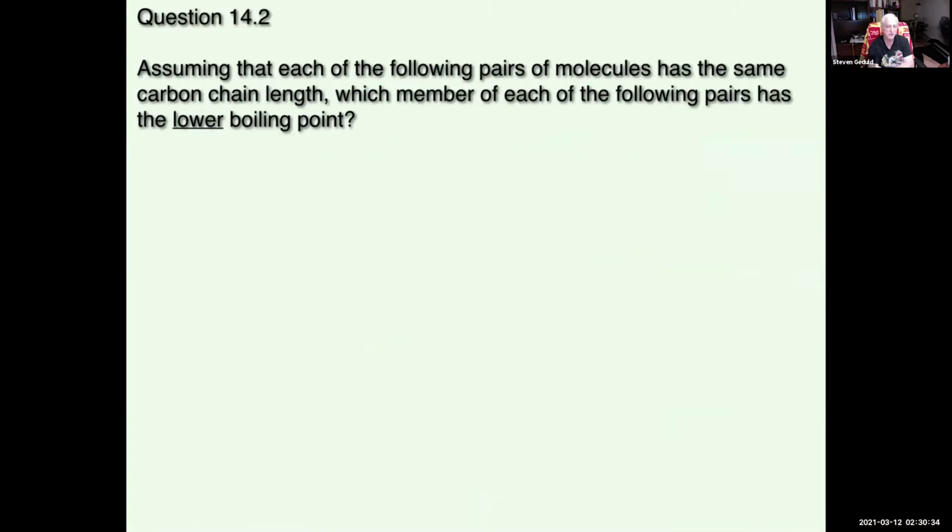Assuming it's compared to the same thing, which one has the lower, again, lower boiling point? Make sure when you're taking my exam, you look at whether it says lower or higher boiling point so you know what you're looking at. Make sure you understand if it's lower or higher.